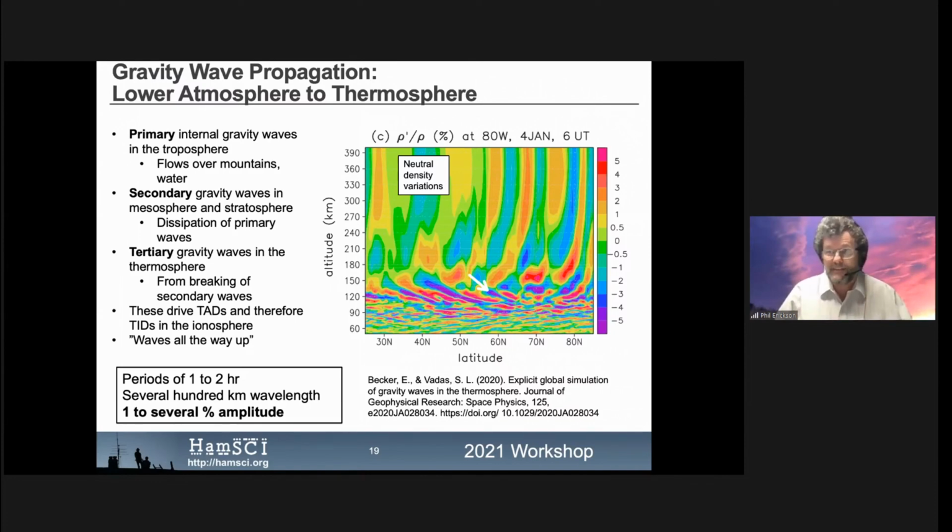Those break. And then you get tertiary gravity waves, which then go way up into the thermosphere, where they start making the ionosphere move around. So there really are waves all the way up.